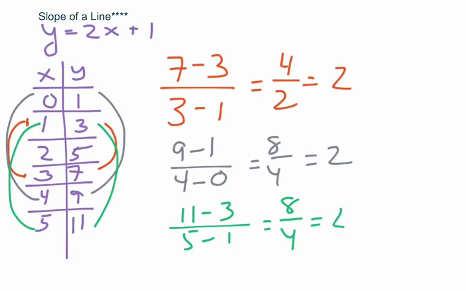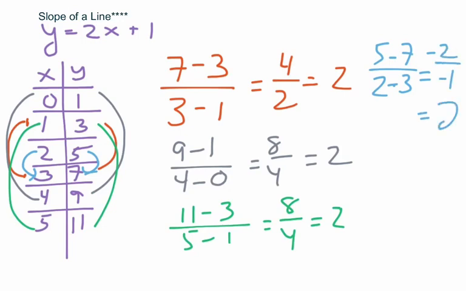And just to show you that it works in a different direction, we haven't used the 2, 5 yet. So let's do the 2, 5, and this time we'll jump down to the 3, 7. So I'll do 5 minus 7. We'll just go in the other direction, and 2 minus 3. And 5 minus 7 is negative 2. 2 minus 3 is negative 1. And of course, a negative divided by a negative is a positive.